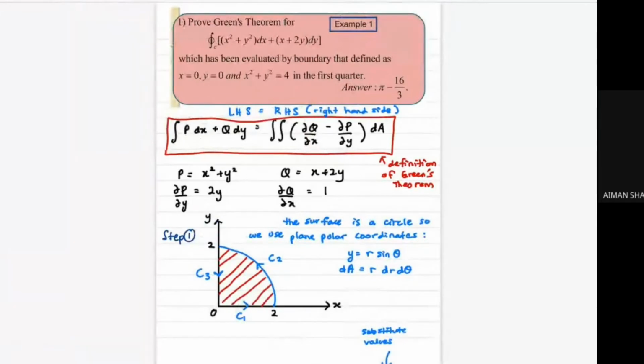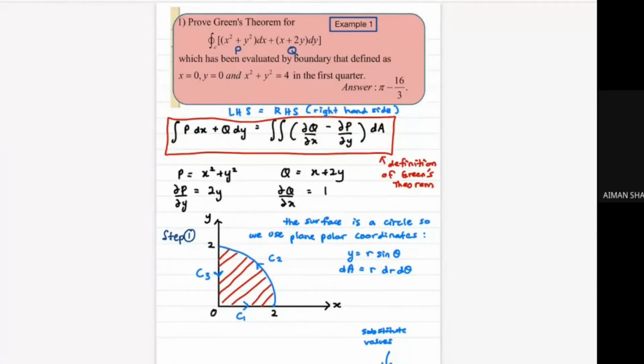Let's collect all the information first. This is the definition of Green's theorem, left hand side and the right hand side. By looking at the question, you have to identify what is your P and what is your Q. In this case, you have P dx plus Q dy. So this is your P and this is your Q. So you get P equal to x squared plus y squared. Del P del y is 2y. Del Q del x is equal to 1. We have to find this.